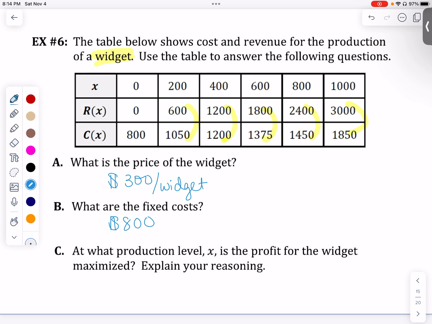So I can tell looking at this table, at least for the known values given, that maximum profit occurs when production is 1,000 widgets, and I can tell that P of 1,000 is going to give me $1,150.